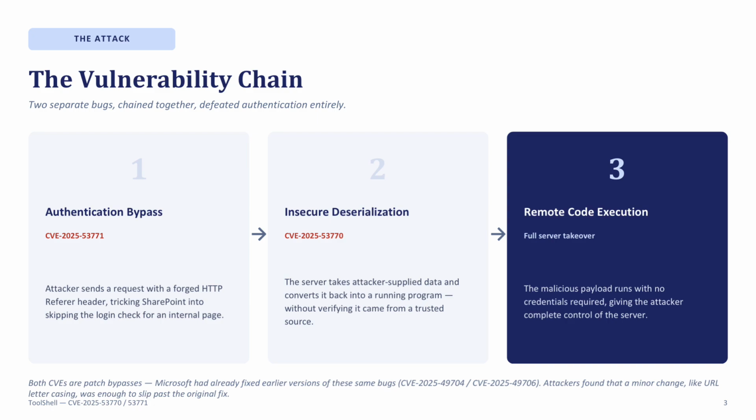Both CVEs are patch bypasses. Microsoft had already fixed earlier versions of these same bugs, CVE-2025-49704 and CVE-2025-49706. Attackers found that a minor change, like URL letter casing, was enough to slip past the original fix.